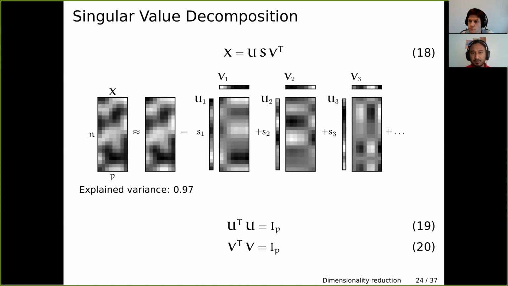A couple of things I wanted to ask: is the decomposition unique, first of all? And also the explained variance, what does it mean in terms of this reconstruction? Yeah, so yes, it is unique.